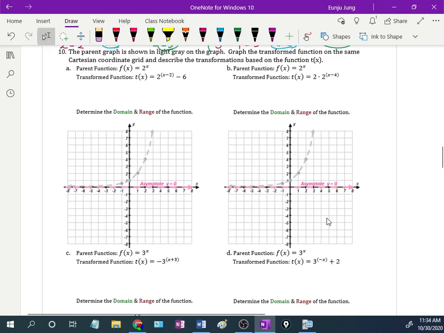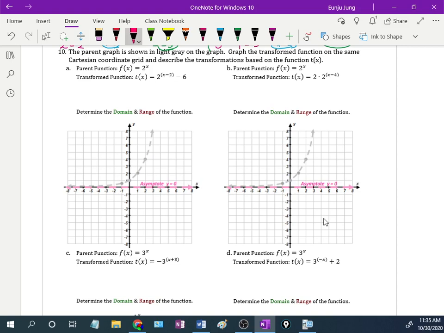So now let's see. The parent graph is shown in light gray color here on the graph. Use the transformation rules and then draw a given function. So let's look at the given parent function, 2 to the x. It is changed.